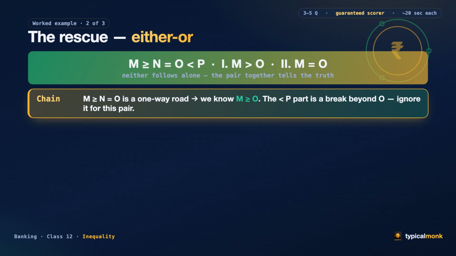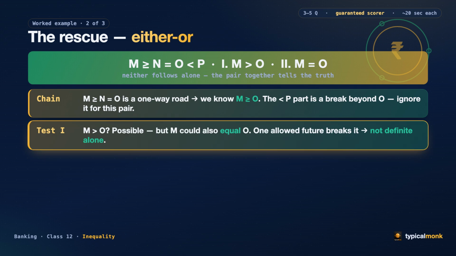The second worked example, the rescue verdict. Statements: M ≥ N, N = O < P. Conclusions: 1. M > O. 2. M = O. Step 1. The chain. M ≥ N, N = O. That is a one-way road, so we know M ≥ O, and O < P. That break lies beyond O. Ignore it for now.